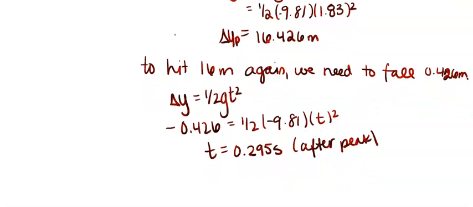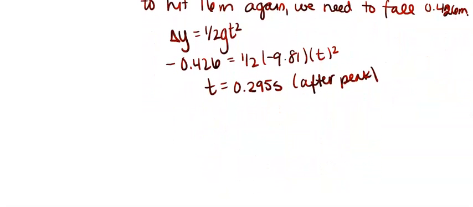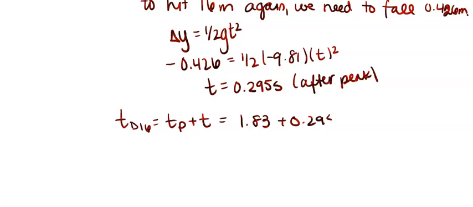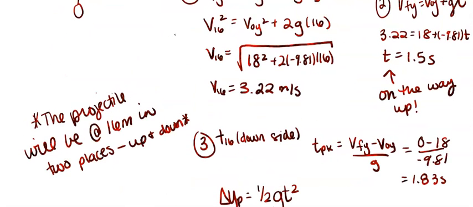So to figure out the total time from release to hit that 16, we would need to add the peak time, which was the 1.83, to the time it took to fall, which is the 0.295. So ultimately what happens is after release, we are hitting that 16 at 2.12 seconds. So at both spots, we are hitting the 16 meters. So on the way up, after 1.5 seconds, and then on the way down at 2.125.